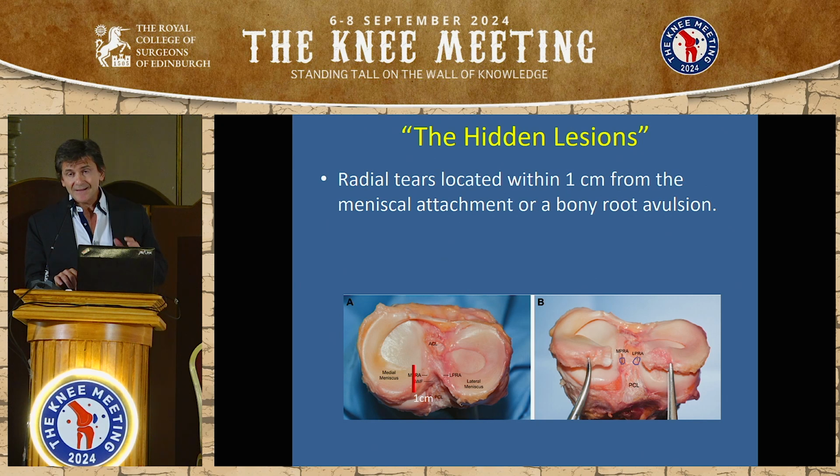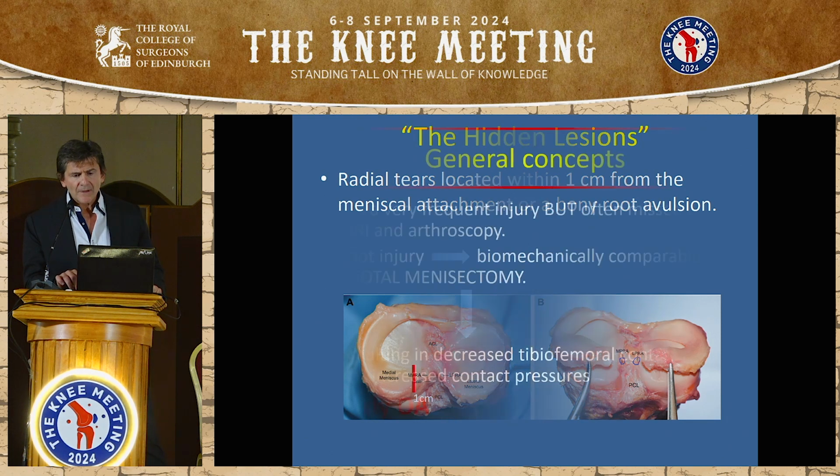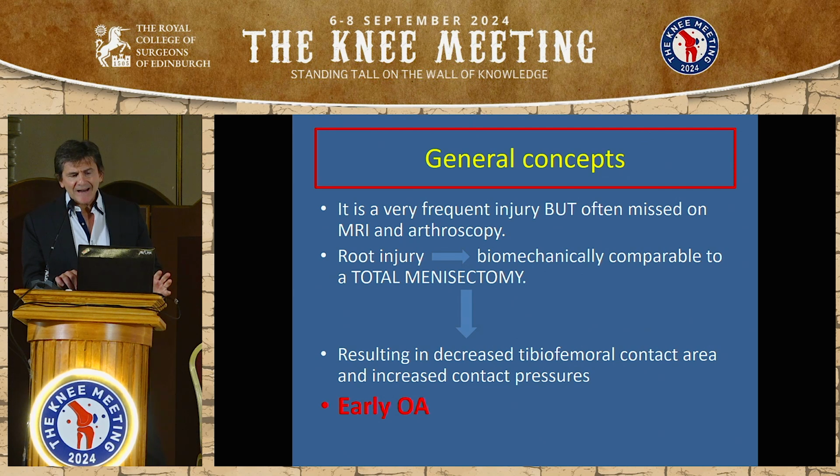As you know, the definition of a root injury is a radial tear located within 1 centimeter from the attachment of the root in the tibial plateau. The general concept of this injury is that it is a very frequent injury, but often is missed in our diagnosis in the MRI or in the arthroscopy as well.